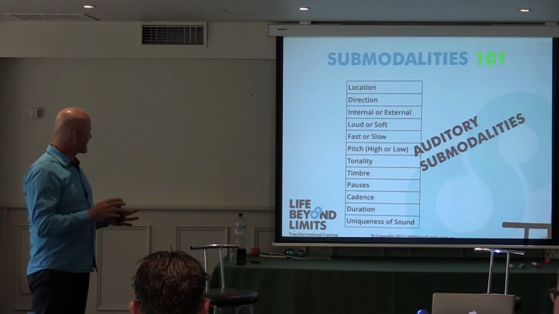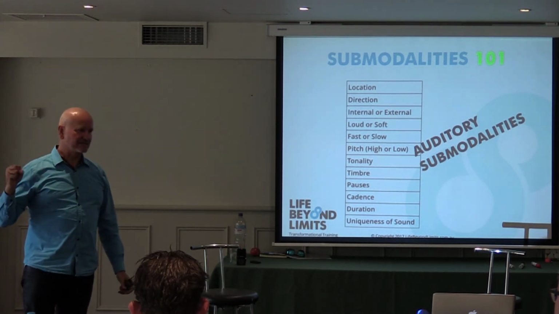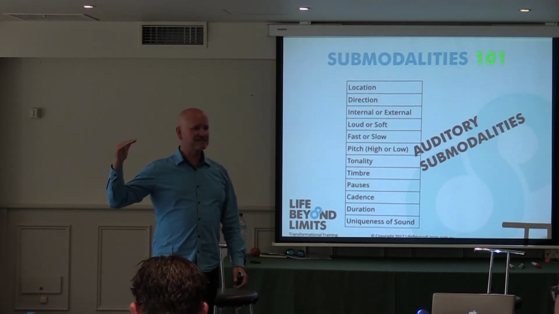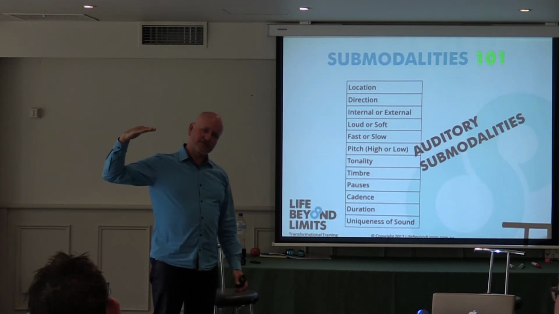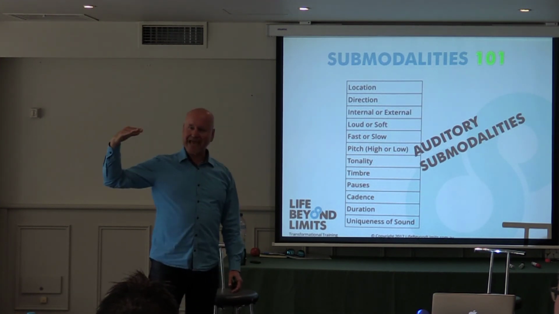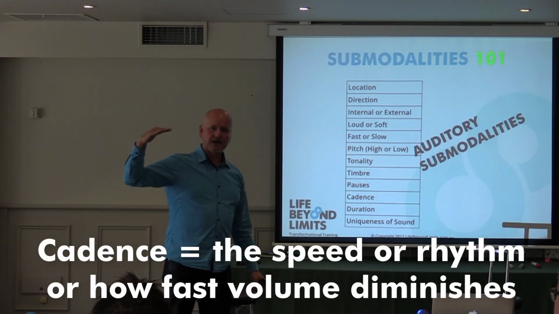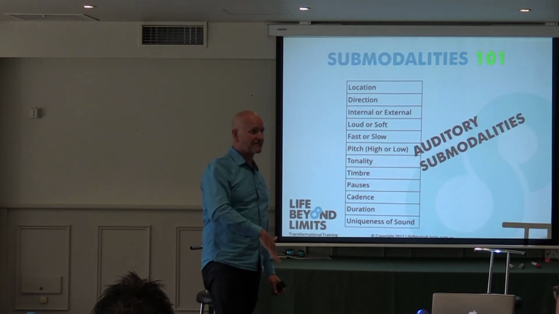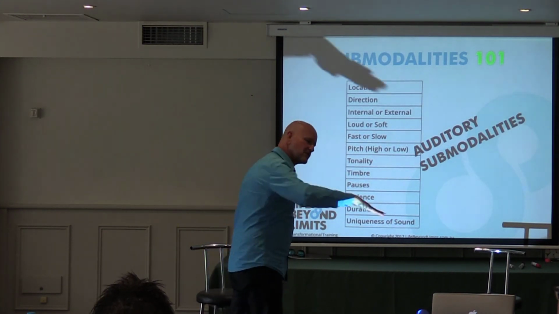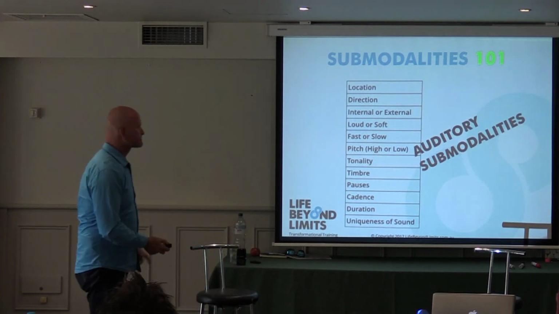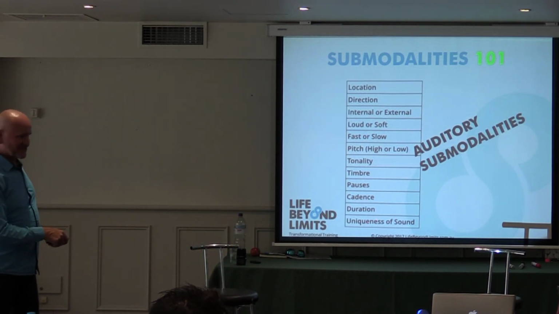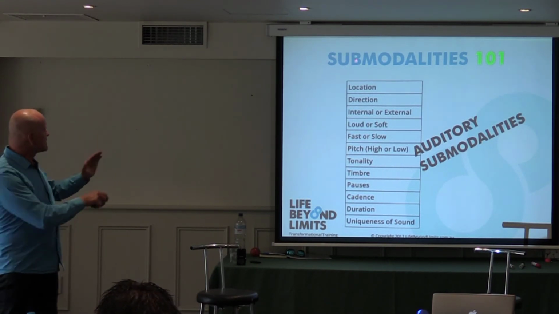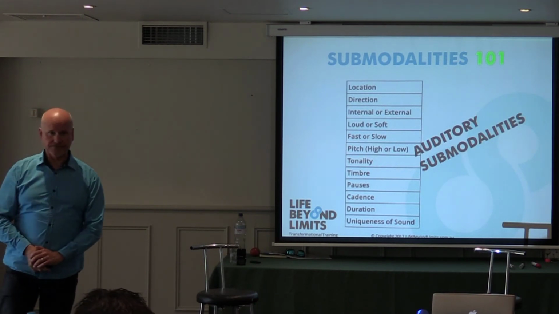Cadence. Now, some of these elements I've pulled out of the submodalities because they don't make a huge difference, but sometimes we need them as a distinction. Cadence is, let's say you've got your volume here, how quickly it drops off. So it could be a sharp or quick cadence, versus a long extended cadence. Does that make sense? You're trying it out. Then there's the duration of the sound and the uniqueness of the sound. So these are the submodalities of auditory.